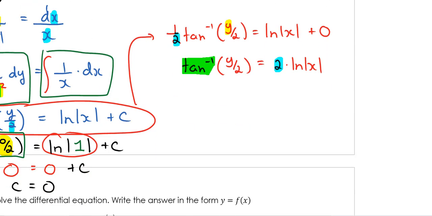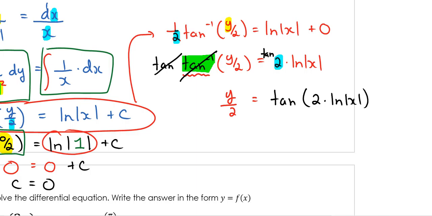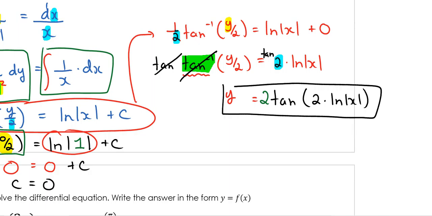So going back to calculus 12 now, if I want to get rid of this inverse tan, all you have to do is tan each side of the equation, and that inverse tan will go away, and you're left with y over 2 equals tan of 2 times the ln absolute value of x, close the bracket. And if I want to get rid of this 2 there, I just put a 2 in front of my tan expression, and then that should be it. So there it is. Here's my final answer to that problem: y equals 2 tan of 2 ln of x.